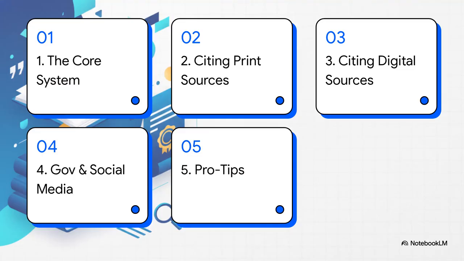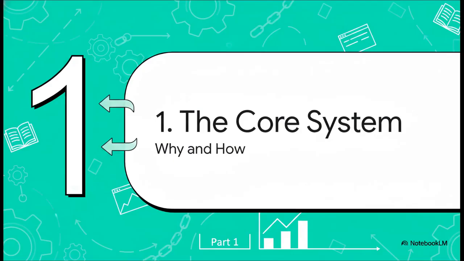So here's our game plan. First, we're going to nail down the core system, the why behind it all. Then we'll get our hands dirty with the practical stuff, citing print sources and then digital ones. After that, we'll tackle some of the more unusual things like government documents and even social media. And we'll finish up with some pro tips for those times when a source just doesn't want to cooperate. Right, let's dive into section 1.